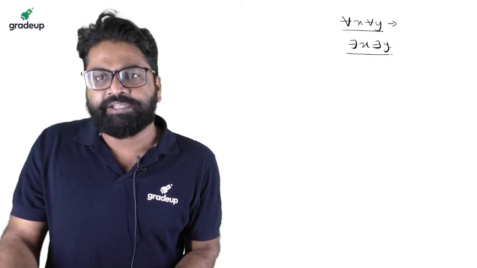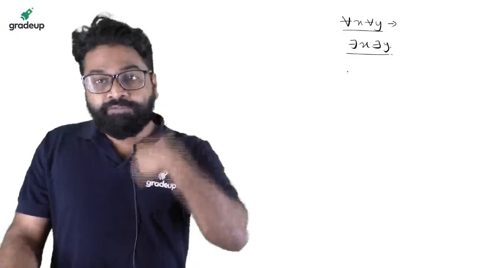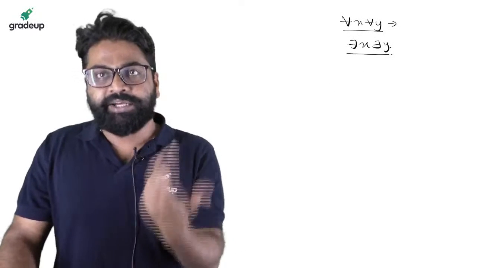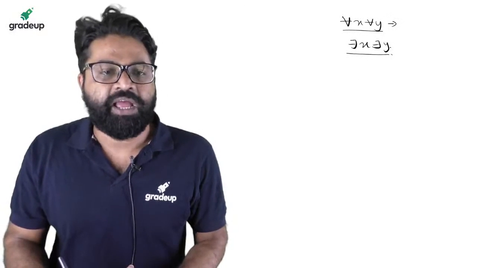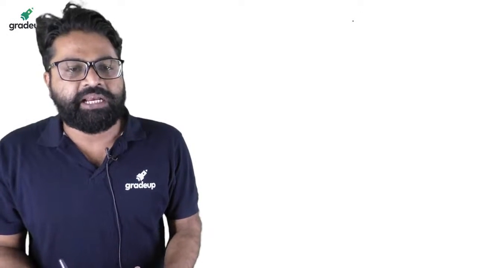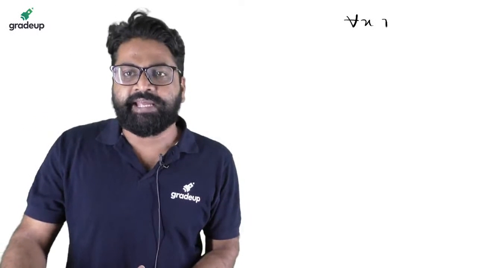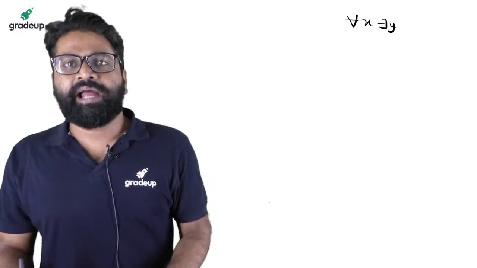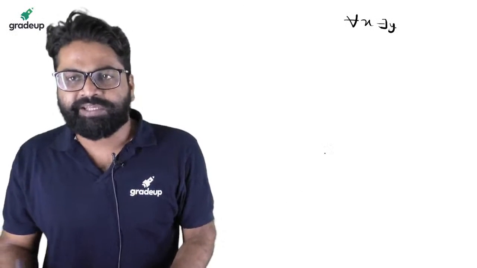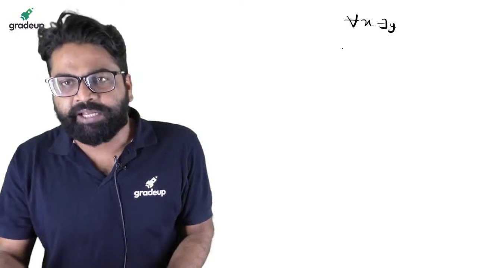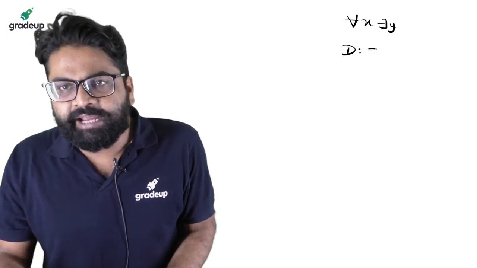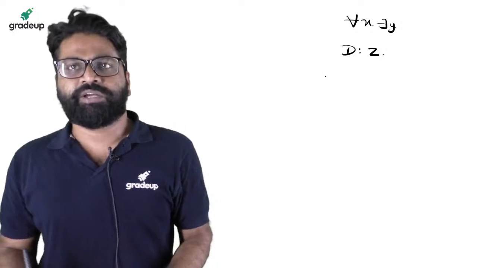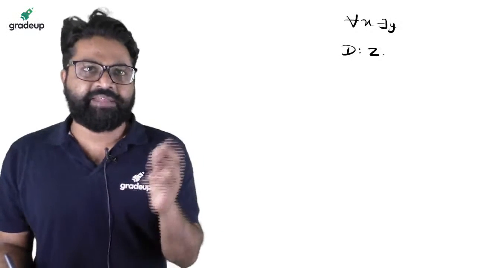Now what we will learn today is another type of quantifier, which is for all of x and then there exists y. Let me take one particular example and we'll discuss how this works and what the concept is. Suppose I take my domain as the set of integers. Let's consider your domain is infinite, and that is the set of integers.